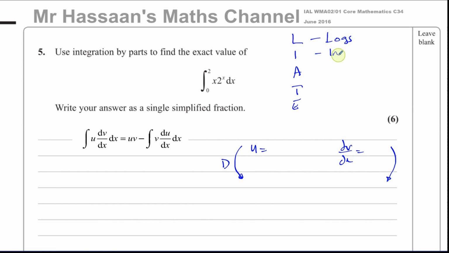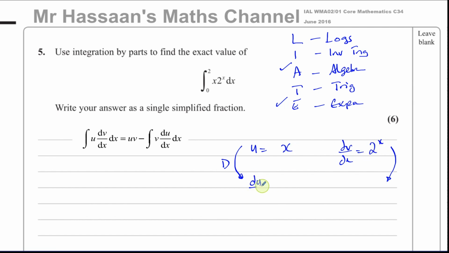Okay, this is inverse trig functions. This is algebraic expressions. This is normal trig functions. And this is exponential functions. So we have algebraic functions and exponential functions. So algebraic comes first. So x goes there and 2 to the power of x goes here.